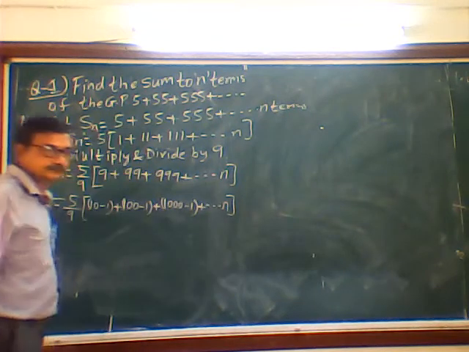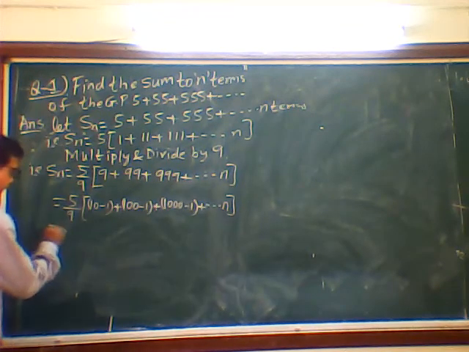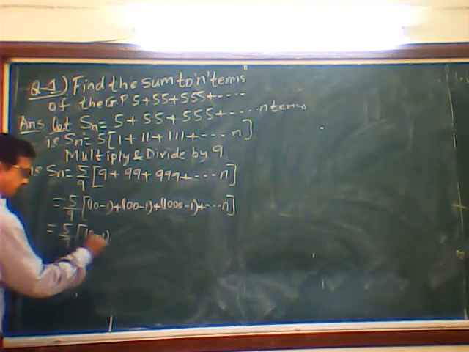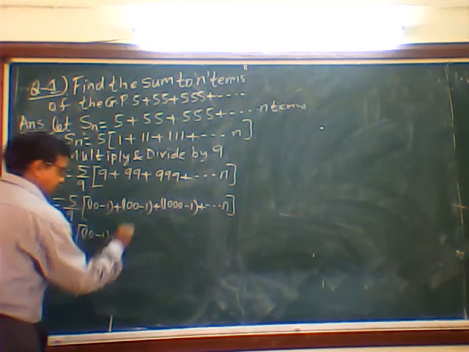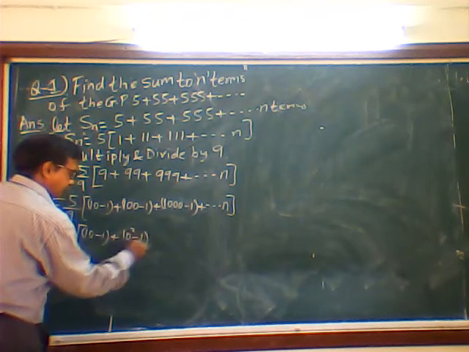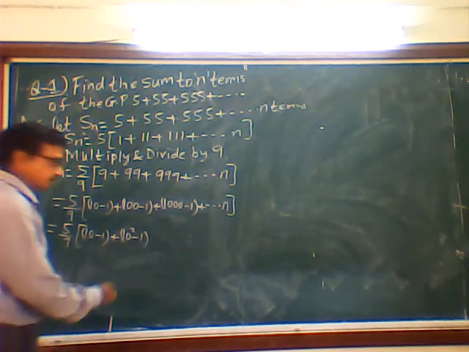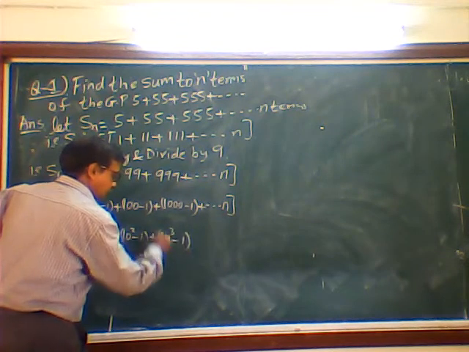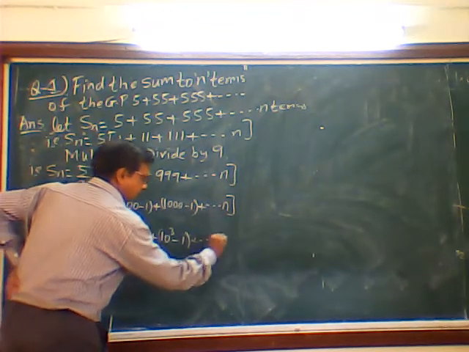Now next 5 upon 9. I will write this 10 minus 1 as it is, plus 100 can be written as 10 square minus 1, plus 1000 can be written as 10 cube minus 1, plus dot dot dot.